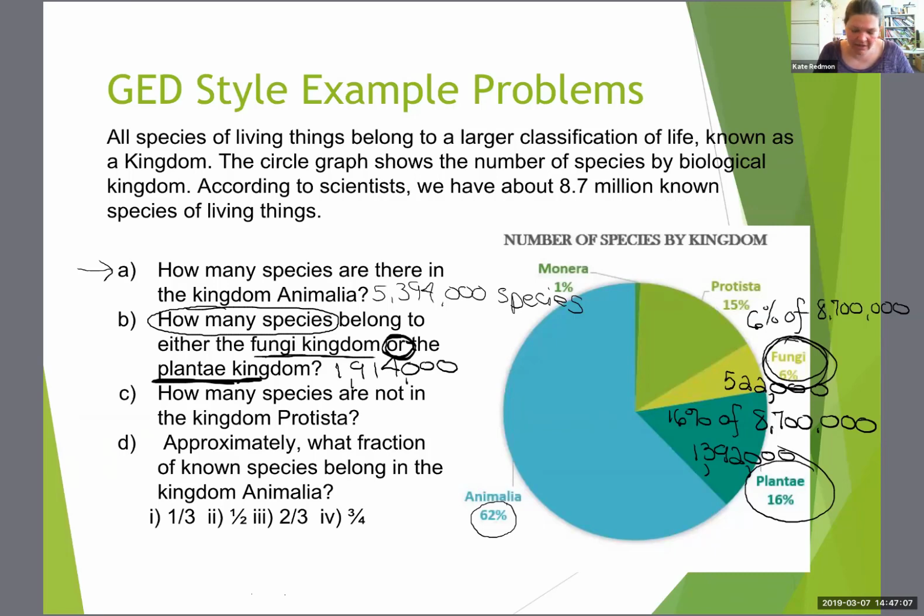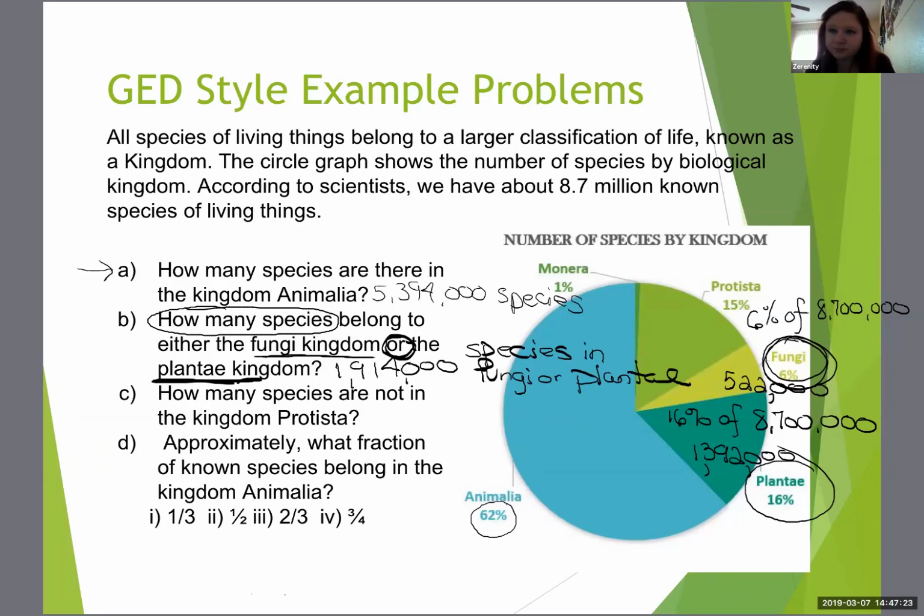I am done. I'll just label this so we understand that. Species in both fungi and plantae together. Is that cool? Yeah. Wonderful. So you can see why this skill might come up on science. That's a science graph that I'm talking about.